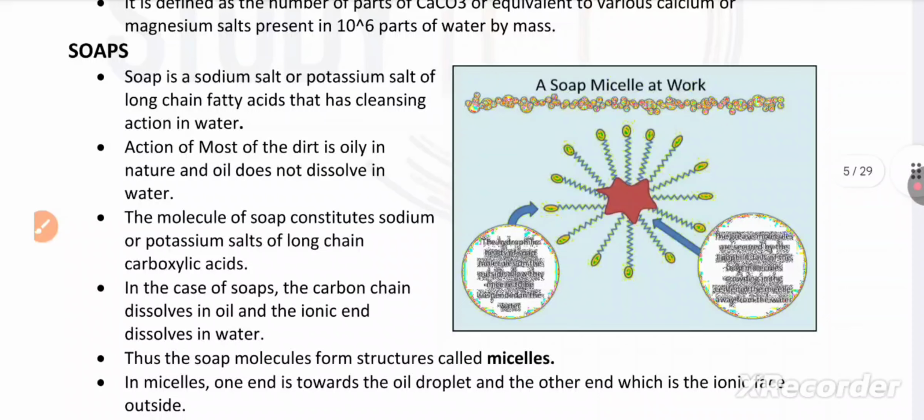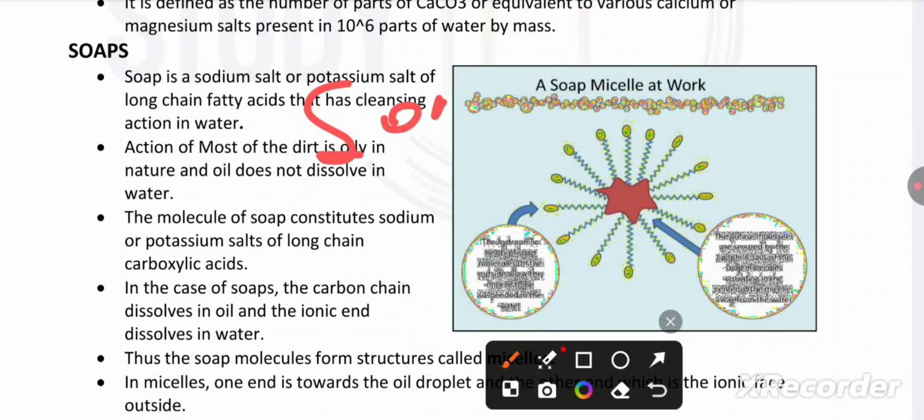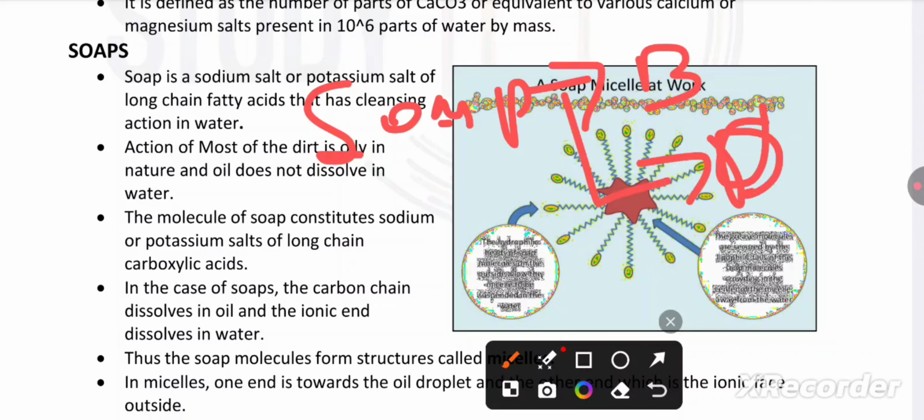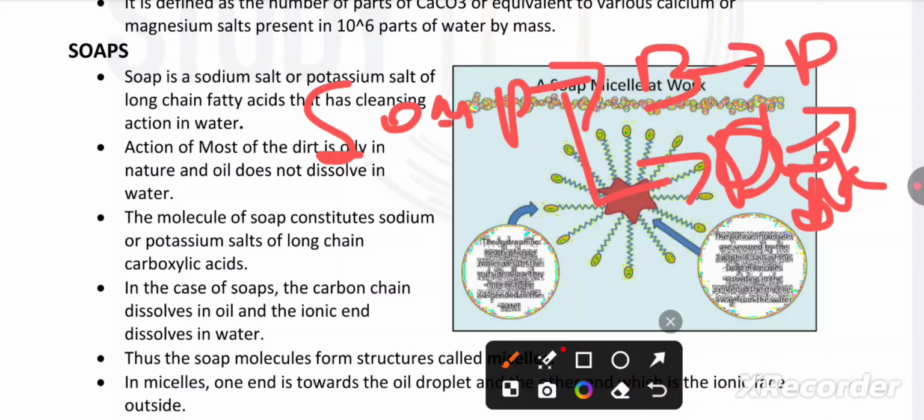Soap is a sodium salt. Let me explain. There are two types of soap: body soap, and detergents for clothes. In body soap we are using potassium. In detergent cake we are using sodium. Very important.